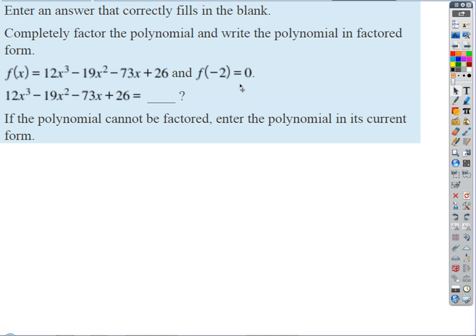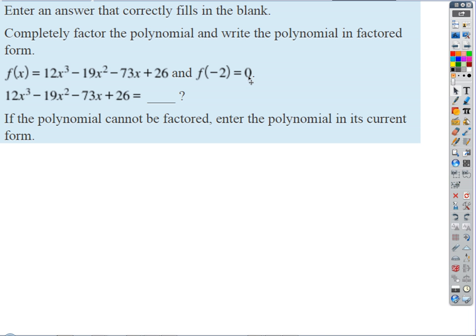So what's another way of saying that? That negative 2 is a what of the function? What would we call that? Well, what do we call the values of x that make a function 0? We call them zeros, right? So that's a 0 of the function, right? That's a value of x that makes it equal to 0, right?